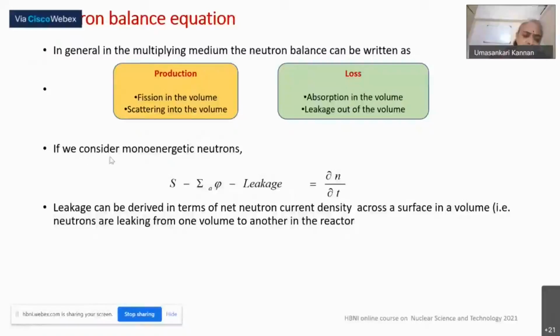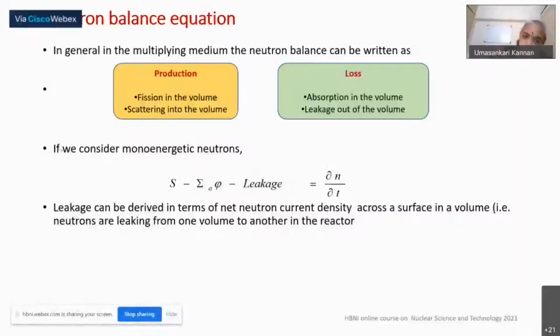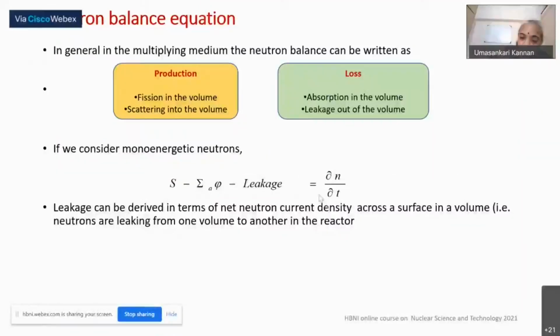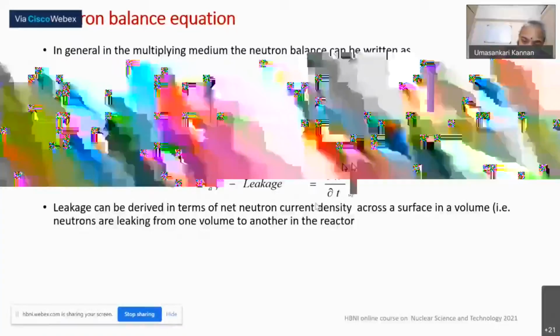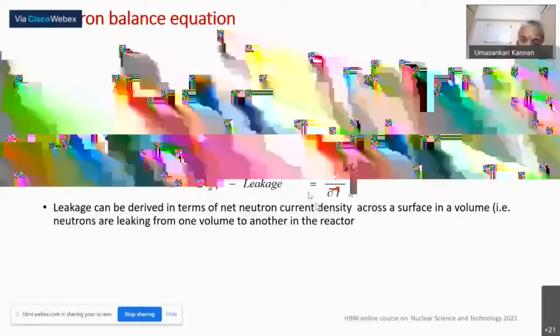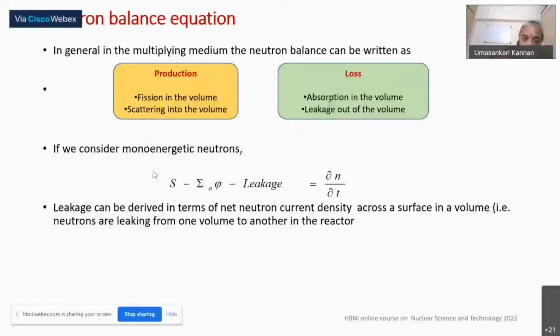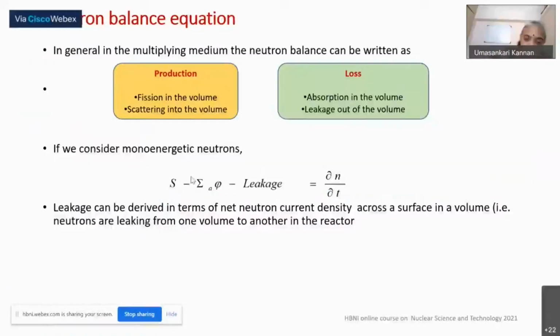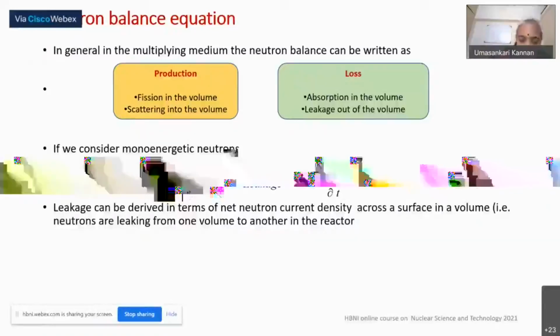So let us first consider only one group of one energy neutrons. We call it monoenergetic neutrons. Let all the neutrons be of thermal energies. Then we can write the rate of change of neutron population, which is given by dN by dt, is nothing but the source in the system, which is S, which is basically coming from the fission source and the scattering source. And then there is absorption or capture in the system, and there is leakage. So S minus sigma A phi.